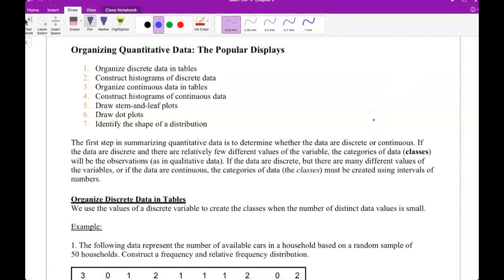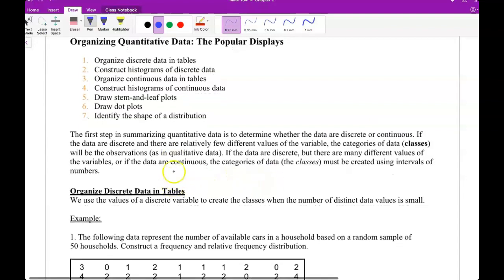Hello everyone. On this part we have quantity data. The first step in summarizing quantity data is to determine whether the data are discrete or continuous. And if the data are discrete and there are relatively few different values of the variable, the categories of data or classes will be the observations. And so that was for when our data are discrete.